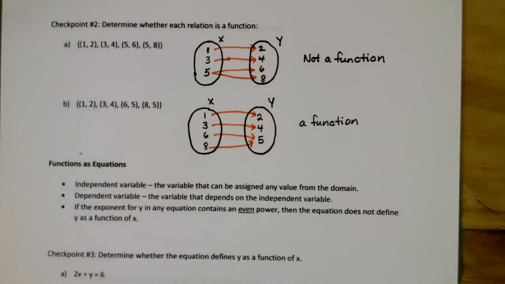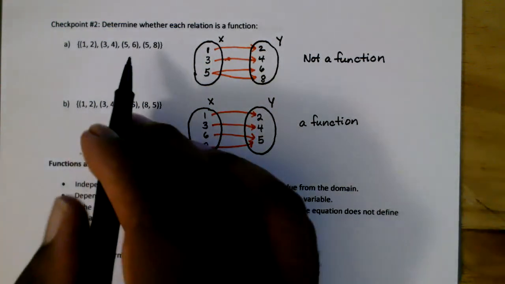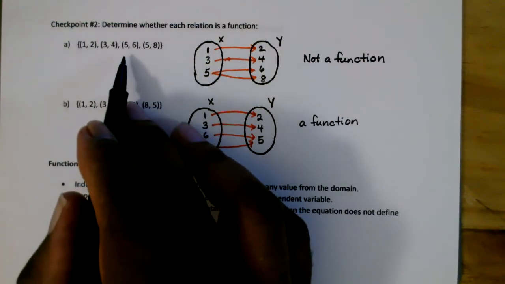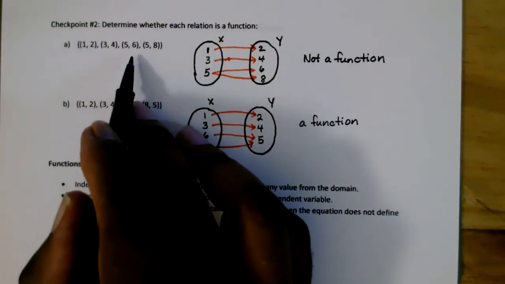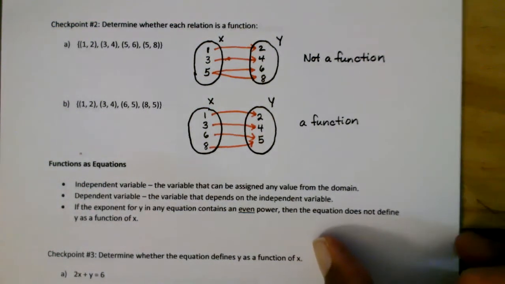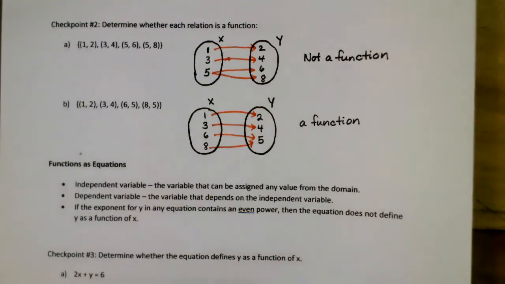Okay, all right. So that's how we determine whether relations are functions. In other words, look for a repeat in your x coordinates. If there is a repeat in your x coordinates, then that automatically tells you it's not a function. Okay, now we want to determine whether an equation is a function.